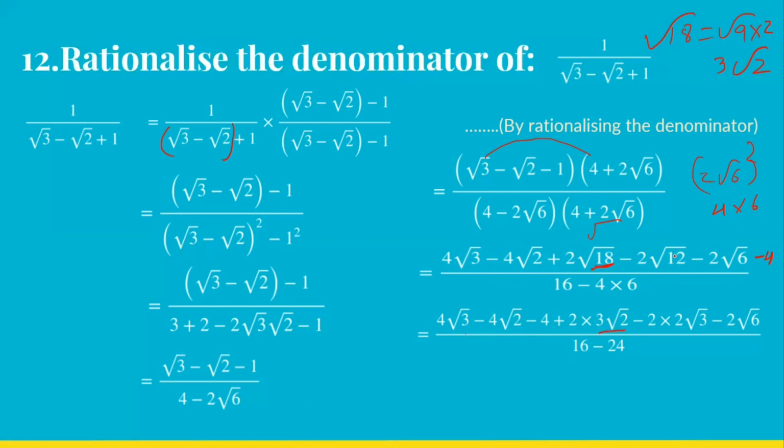Now root of 12, you can write as root of 4 into 3, one perfect square. So root of 4, when it comes out, becomes 2 root 3. So that is how root 12 has become 2 root 3. Got it? So let us simplify this further now. On simplifying, we can get this as 4 root 3 minus 4 root 2 minus 4 plus 6 root 2 minus 4 root 3 minus 2 root 6 upon 8.